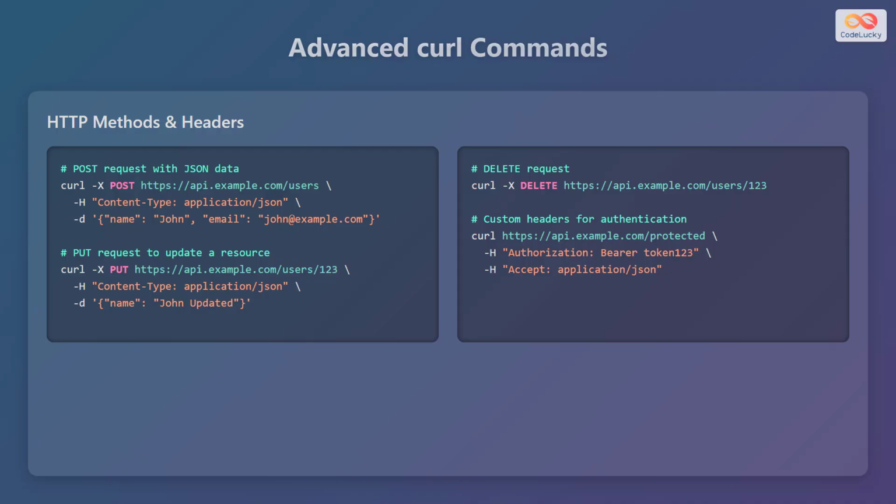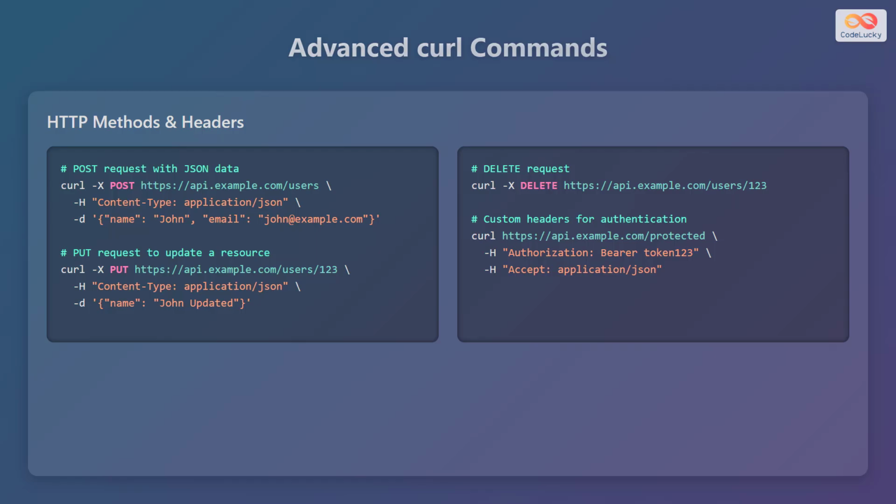Let's explore some advanced curl commands. For a POST request with JavaScript object notation data, type curl -X POST followed by the application programming interface endpoint. Then add the header content type, application/JSON, and then the data you want to post.